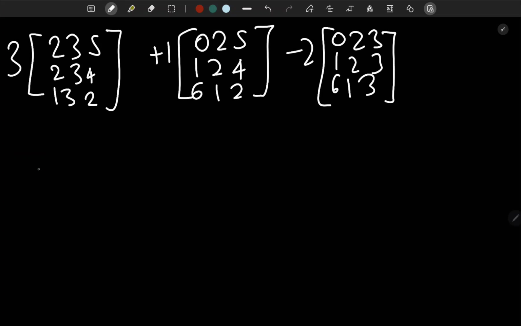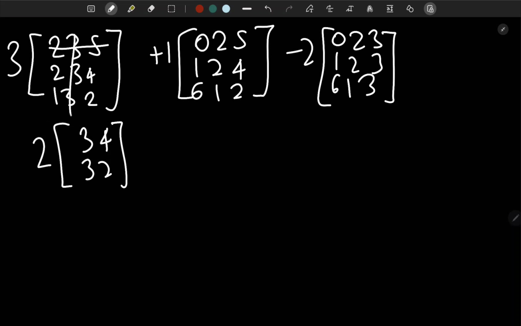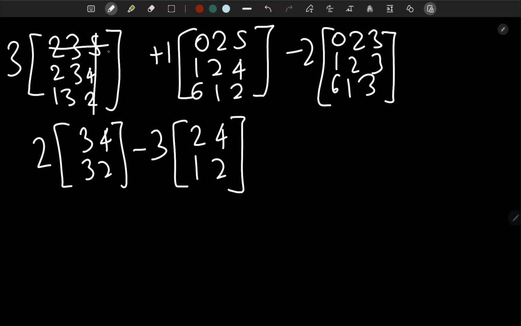Let's start with first row and first column, and it will be 2 into the matrix of 3, 4, 3, 2, close brackets, and now the next element in the row is 3. So first row and the second column. Now remember that we need to switch the sign. It's going to be minus 3 into 2, 4, 1, 2. Moving on to 5 now. First row and the last column is going to be plus 5 into 2, 3, 1, 3.